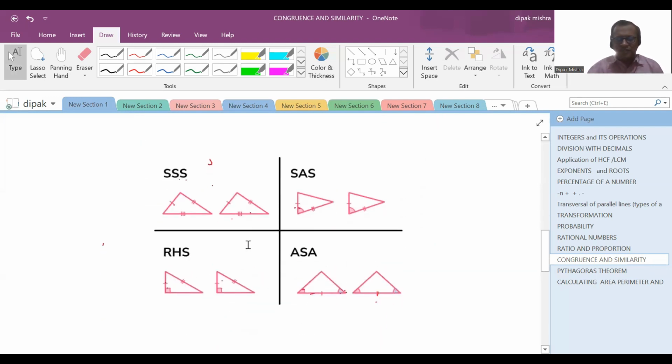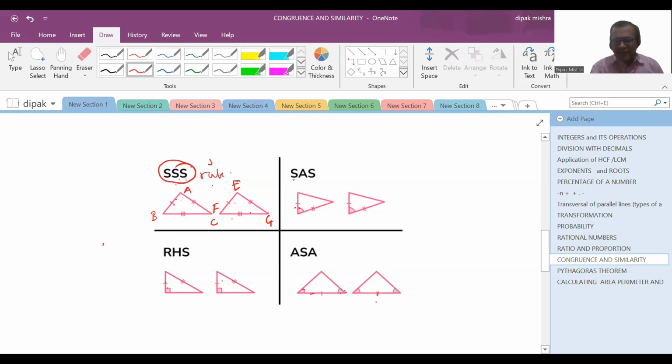There are various kinds of congruency. I have written them down in front of you in acronym format. This is SSS congruency, which means the three sides of both of these triangles are equal to each other. Side AB is equal to side EF, side BC is equal to side FG, and side CA is equal to side GE. So these three sides are equal, which means these two are congruent due to the SSS rule.